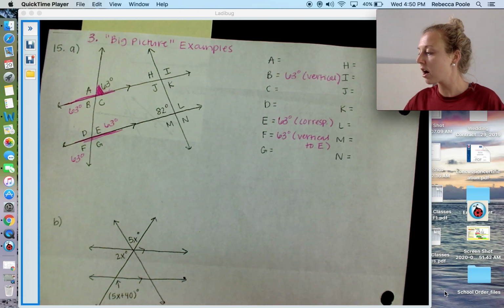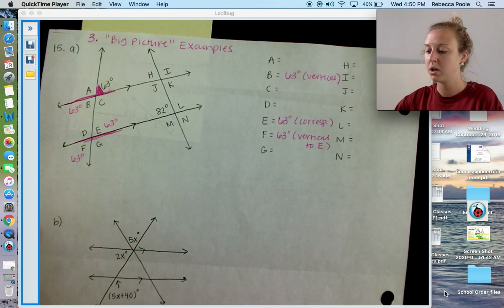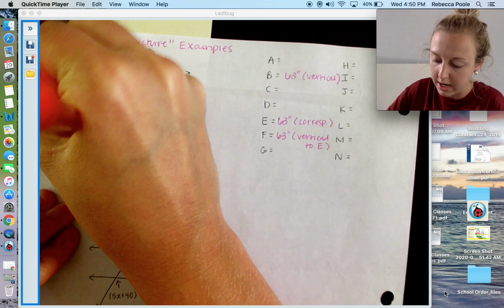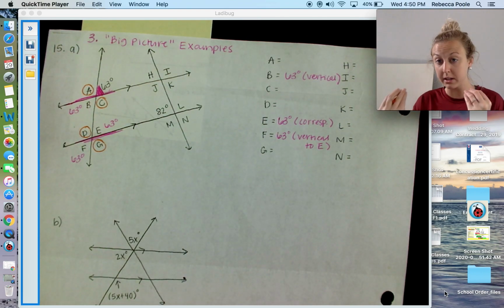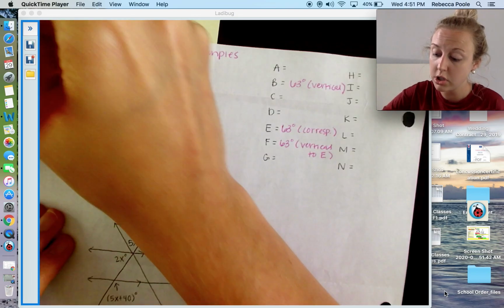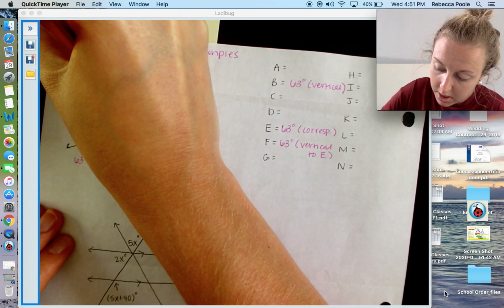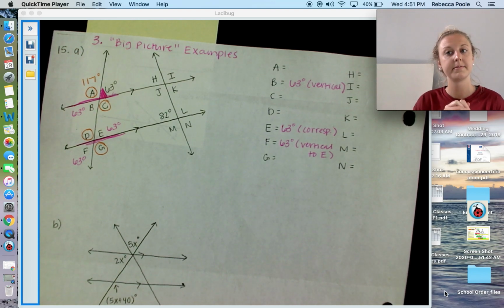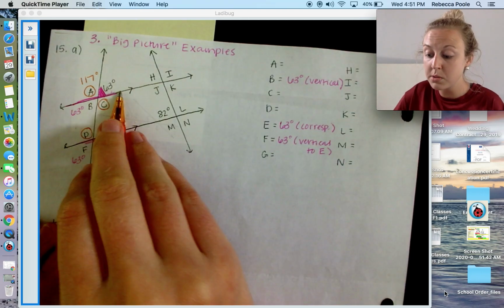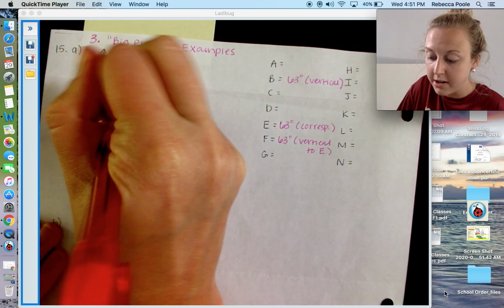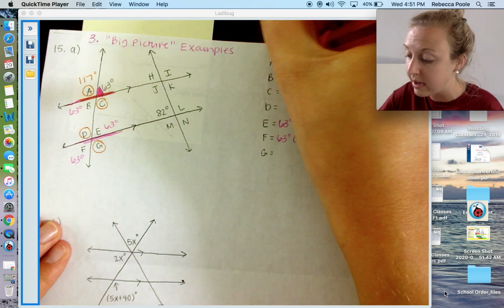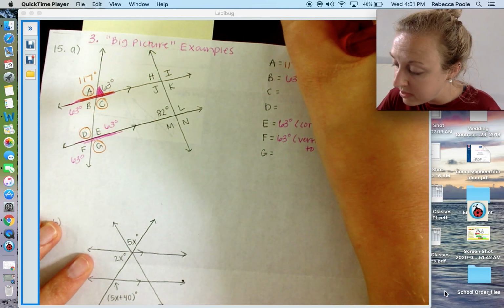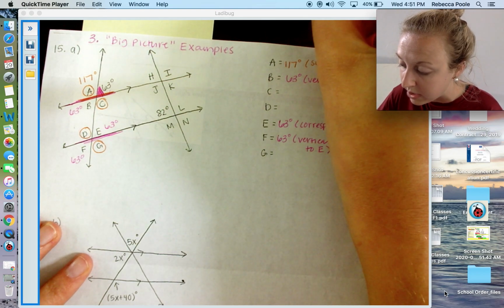All right, so from there, I'm going to do the rest of these orange angles. Hopefully you're able to tell me pretty quickly that A should be 117 degrees. How did I get that? These two angles make a straight line. See this right here? Straight line should add up to 180. So 180 minus 63 is 117. And it's 117 because they are supplementary. They make a straight line, right?